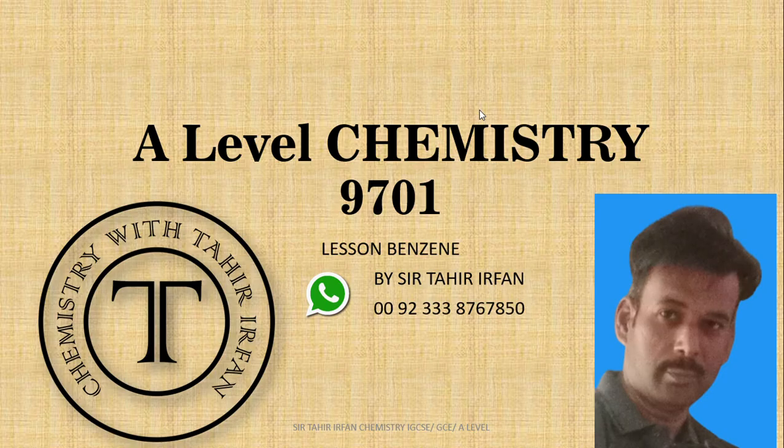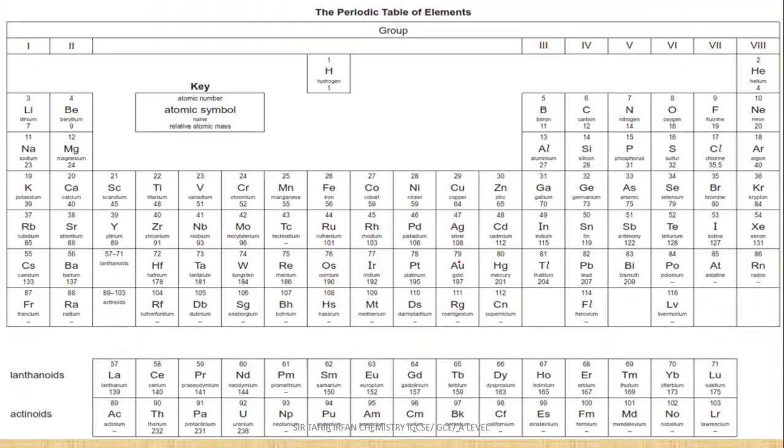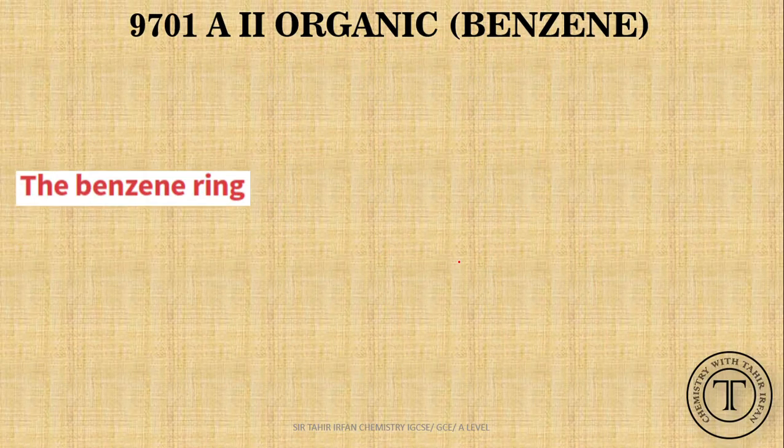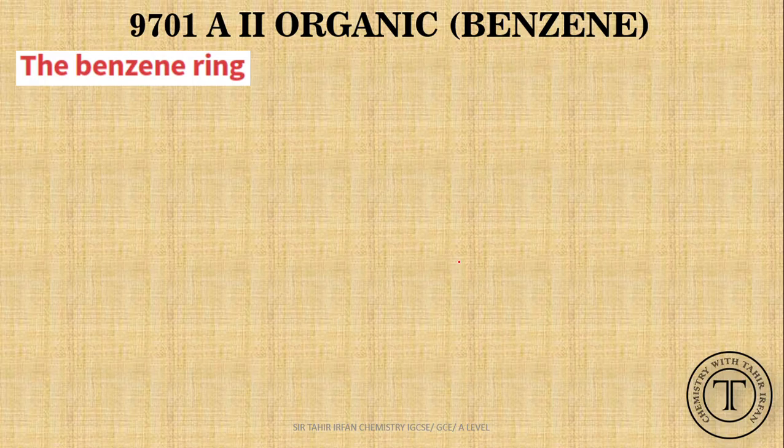Today we are going to understand the chemical behavior of benzene. That is one of the fundamental concepts in chemistry. Here we have a copy of the periodic table with us. Okay, first of all, the benzene ring.